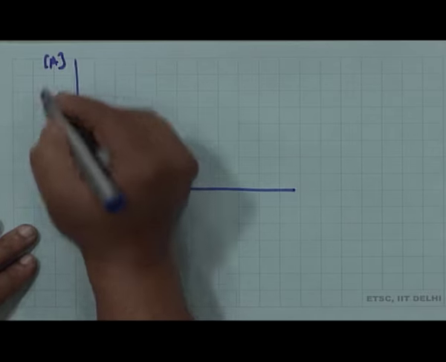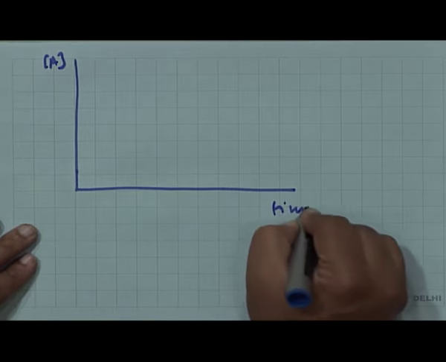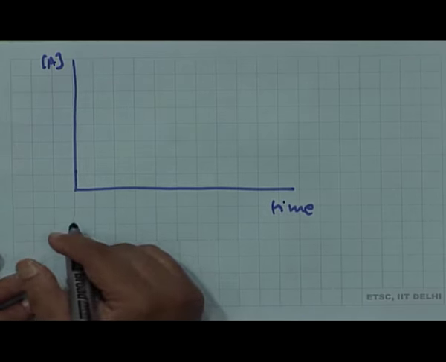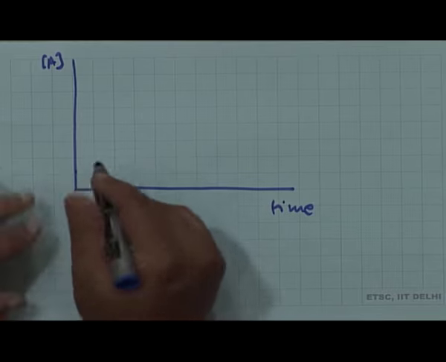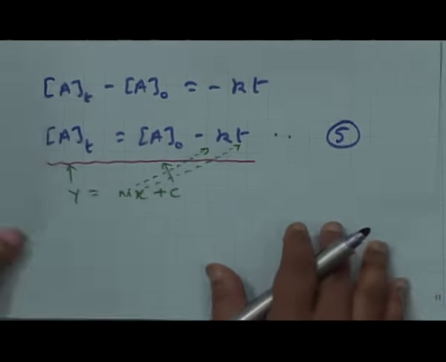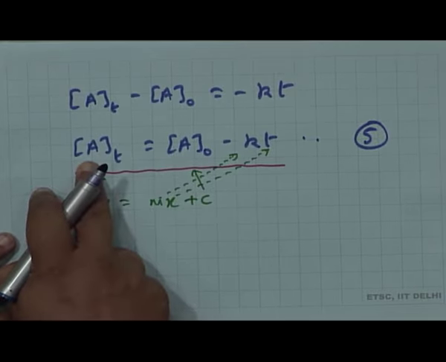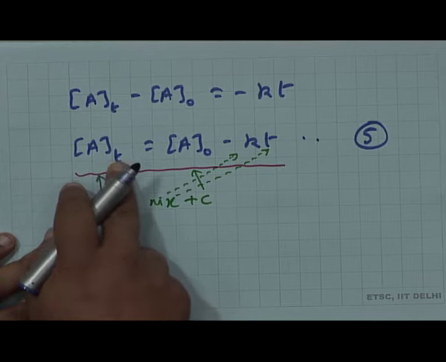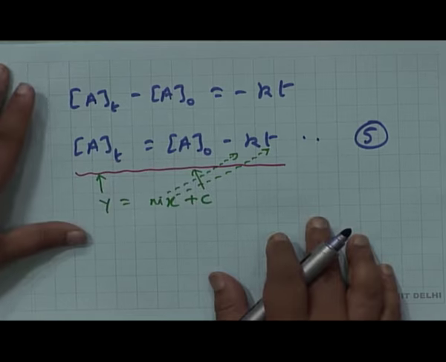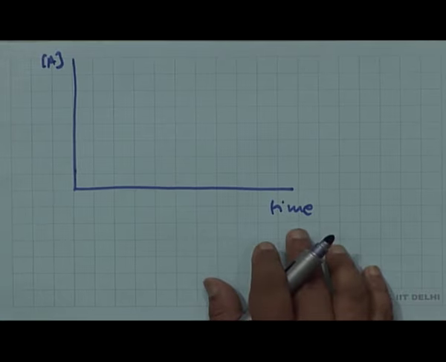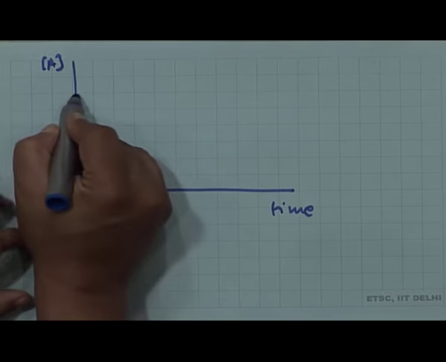If this is A, this is time, okay. Here, the concentration of A at time t is equal to the concentration of A naught minus k t. So, this would be a straight line.